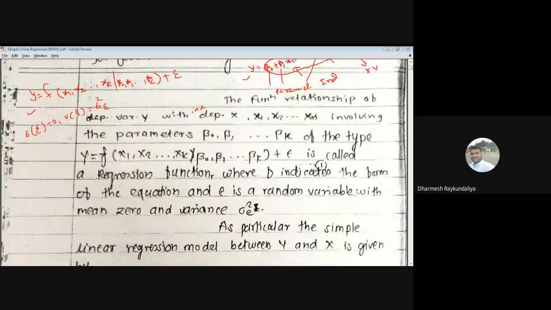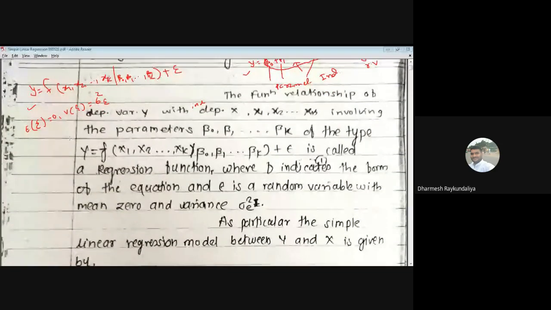So as a particular case, simple linear regression model, when you talk about regression analysis, if the relation between y and x1, x2, xk is linear in parameters, that means f is a linear function where y is a function of x1, x2, xk, then the model is said to be a linear regression model.